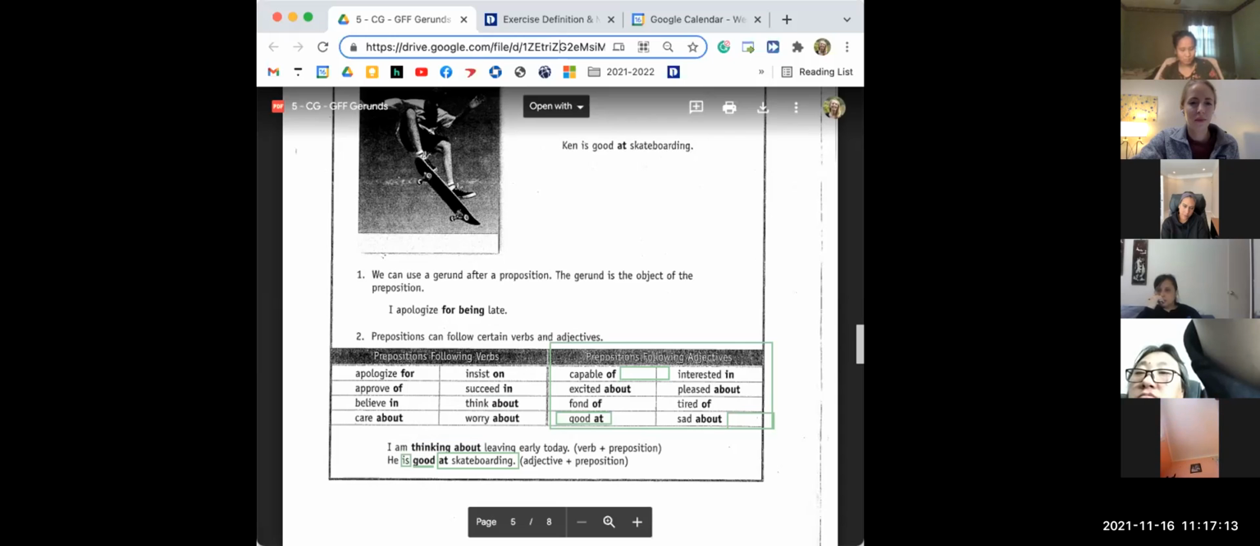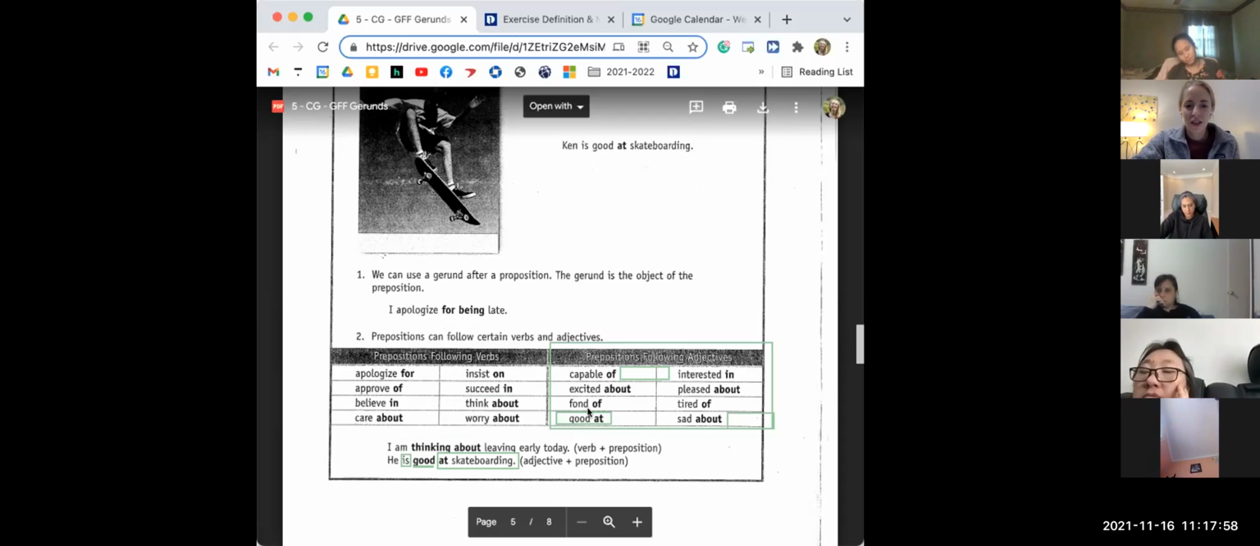How do you feel about the gerund following the preposition, or gerund as the object of the preposition? Capable is an adjective. These adjectives will usually come after the verb "is," as the adjective to connect back to the subject or the subject pronoun. Ken is good. Ken is good at skateboarding.